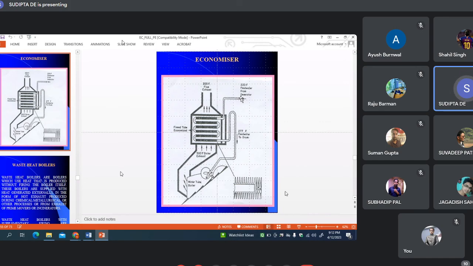Economizer is a waste heat recovery equipment.